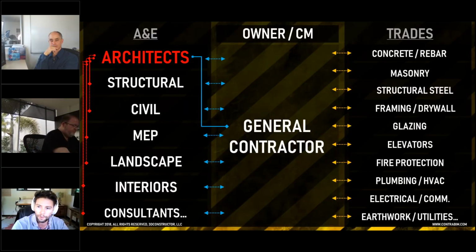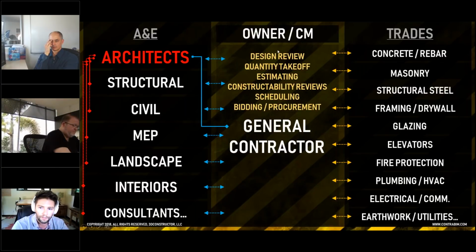So with this mentality in mind, you can see how the GC really sits in that central role. And at this point, I start thinking about what a GC needs in this central role, and start itemizing the specific roles and responsibilities for the GC. Some of the first things are performing design reviews, performing quantity takeoffs, assembling estimates, doing constructability reviews, scheduling, bidding, procurement. All of these are typical responsibilities and tasks that take place during pre-construction.